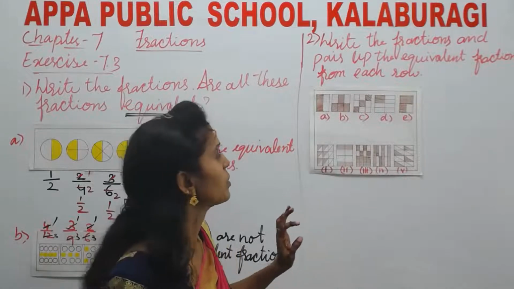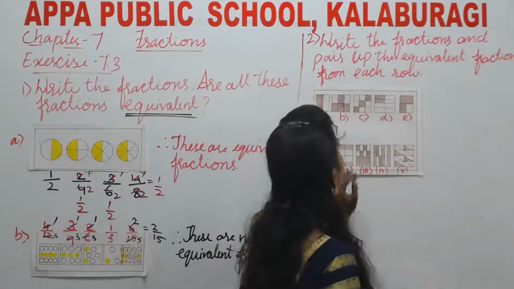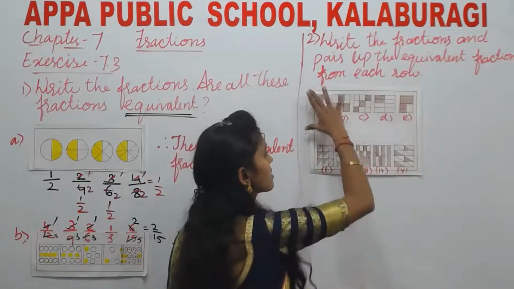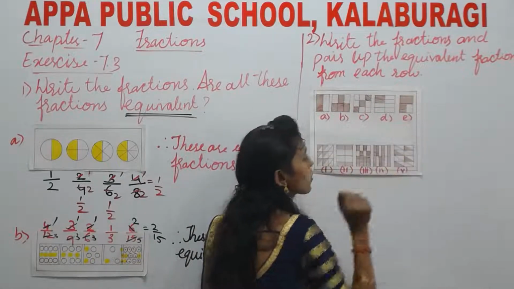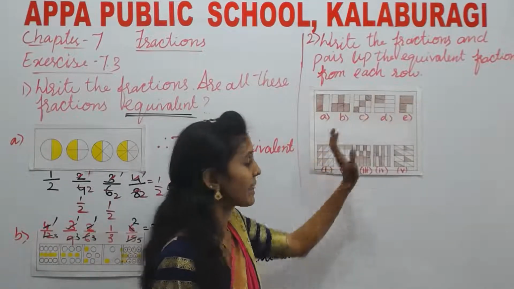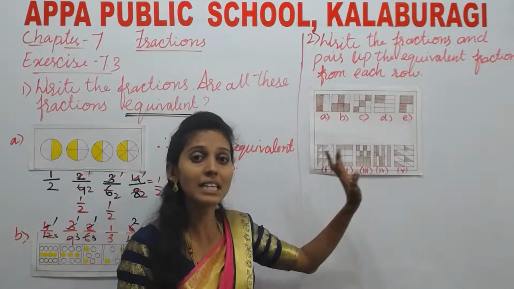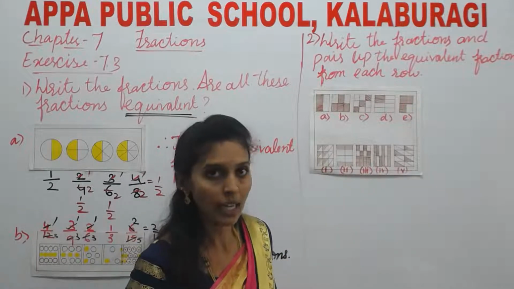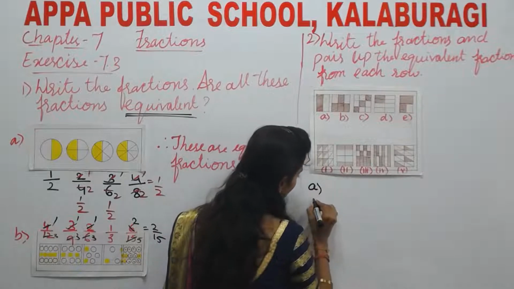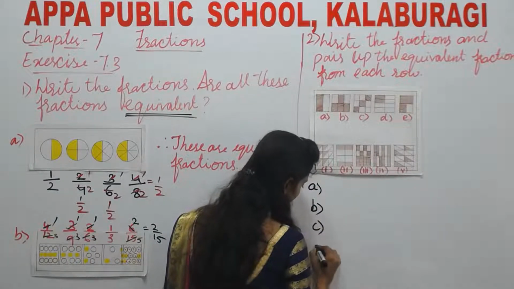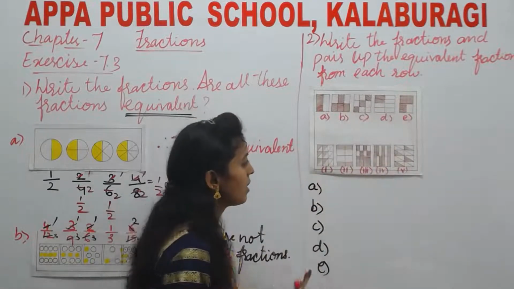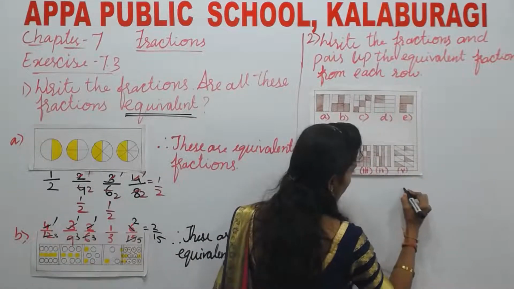See, same here also. Write the fractions and pair up the equivalent fractions from each row. This is one row and this is one row. What they said: first write the fractions and then you have to pair each to its equivalent fraction. So now what I'll do is, I'll write the fractions here. A, B, C, D, E. These fractions I'll write here. These fractions I'll write here.